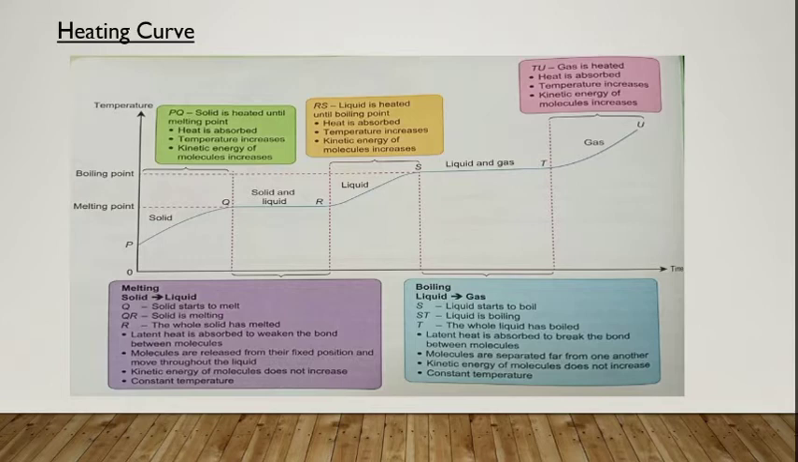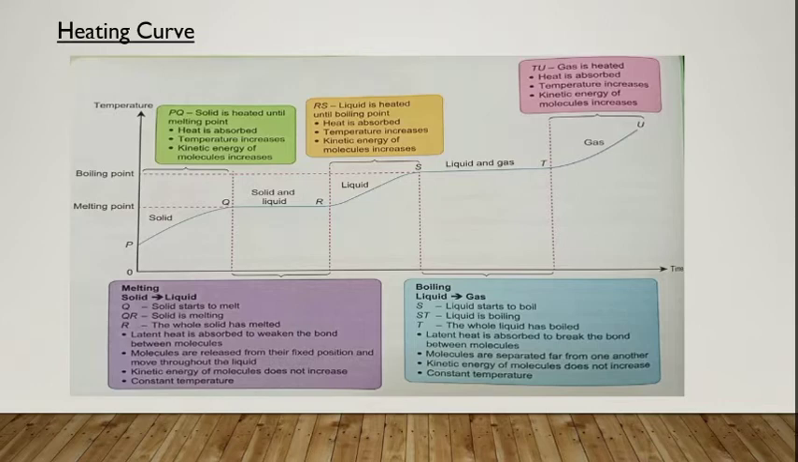Process: melting, solid to liquid. Process Q: solid starts to melt. Process PQ: solid is melting. Process R: the whole solid has melted. Latent heat is absorbed to weaken the bonds between molecules. Molecules are released from their fixed positions and move throughout the liquid. Kinetic energy of molecules does not increase.